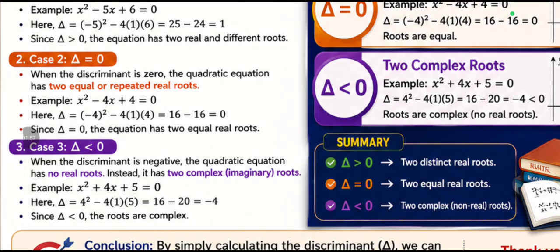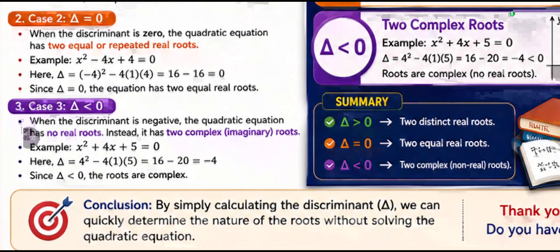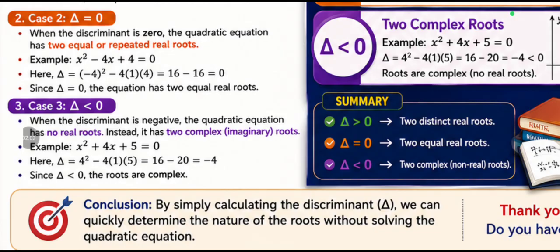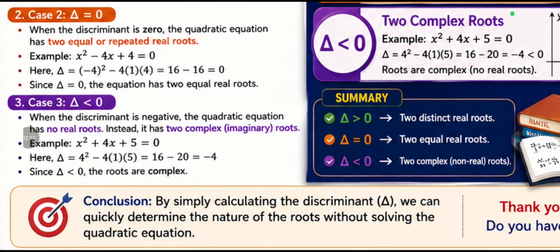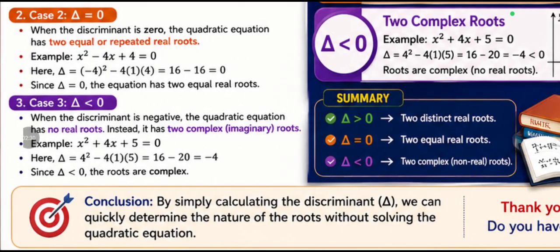Okay. Now we are going to discuss case 2, that is delta equals to 0. When the discriminant is 0, the quadratic equation has two equal or repeated real roots. Here is an example. x square minus 4x plus 4 equals to 0. Here delta equals to b square minus 4ac. That means minus 4 whole square minus 4 into 1 into 4 equals to 16 minus 16 is 0. So delta equals to 0. Since delta is 0, the equation has two real equal roots.